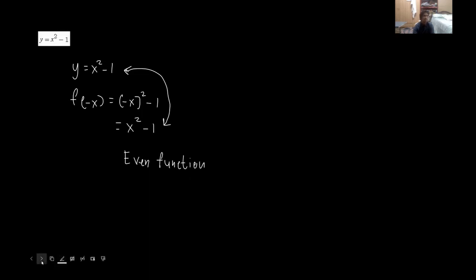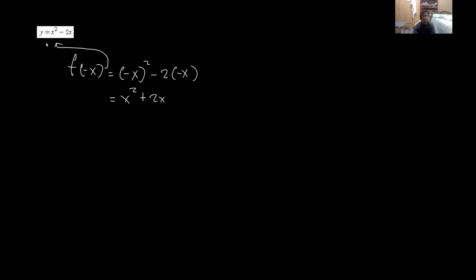Okay, next. How about this one? x squared minus 2x. So let's substitute negative x in here. All right, so we will have negative x squared minus 2 times negative x. So we will have x squared plus 2x. Now let's observe. Are all signs changed?